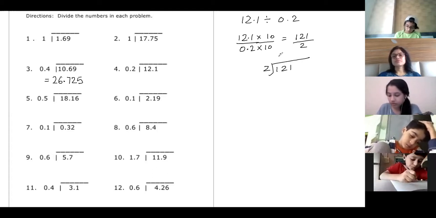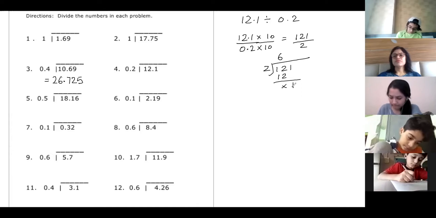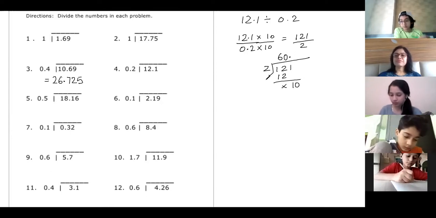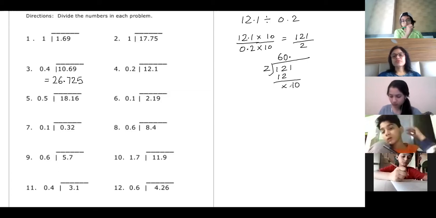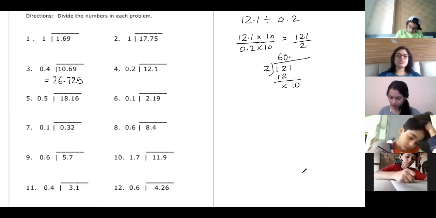2 6s are 12. Then 12 minus 12 is 0. Then 1 will come down, and then we will add a 0 here and here also, and then a decimal. Because, ma'am, you told in the previous question, the first time you have to add a decimal. Here no decimal is there. So the first 0 will be added with the decimal. After that you can put them on your own. Is it clear, Ibrahim? Okay.